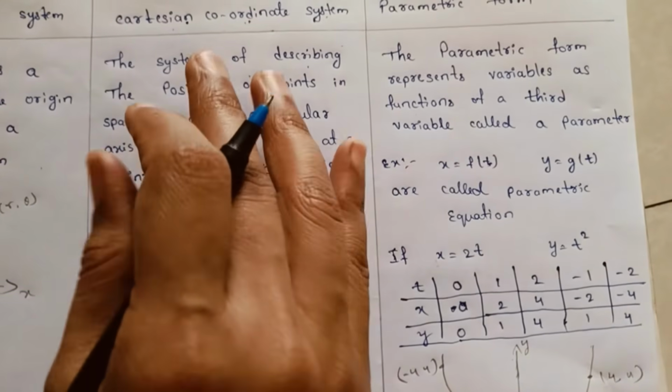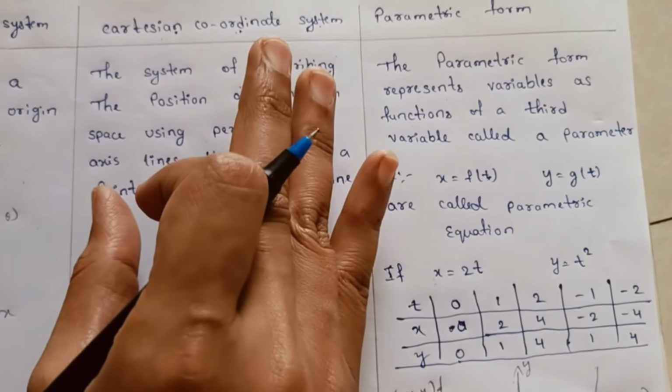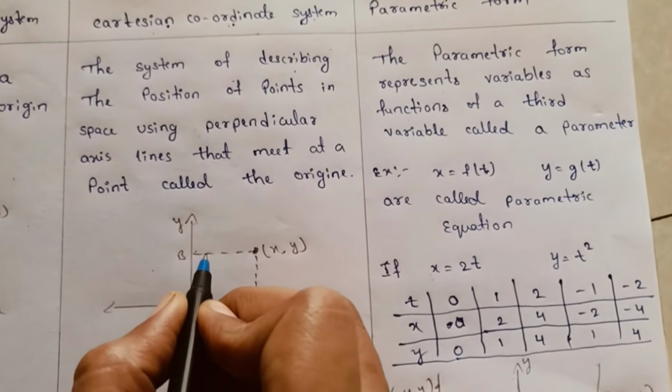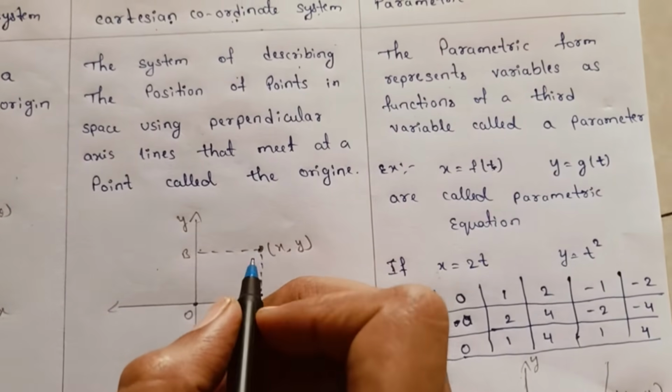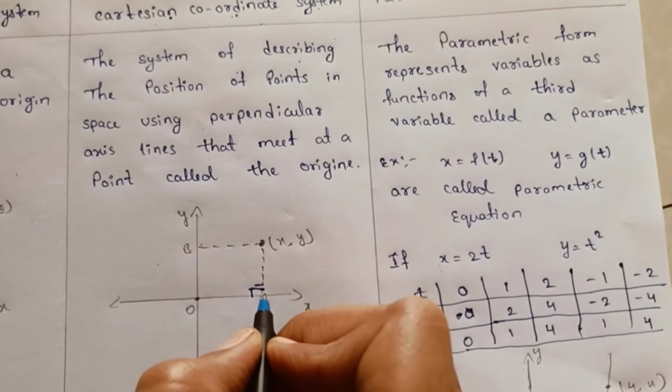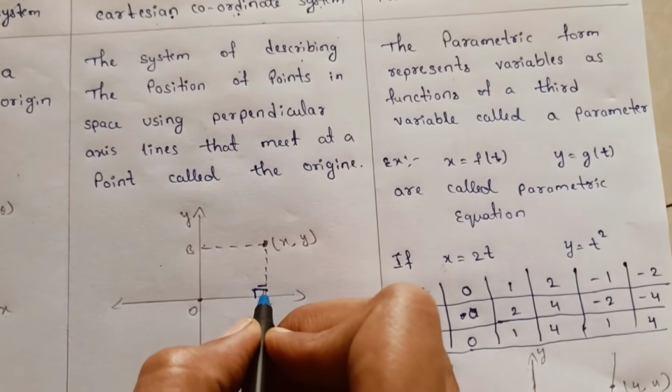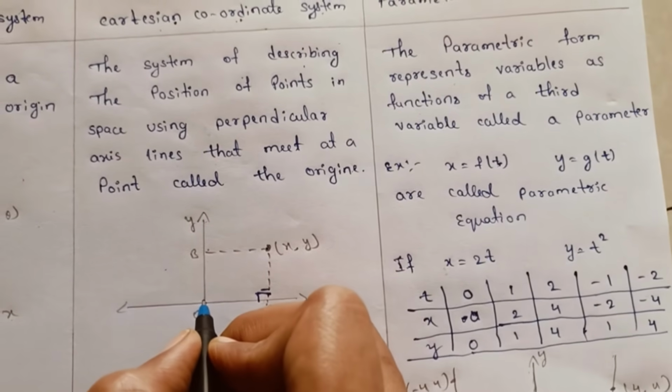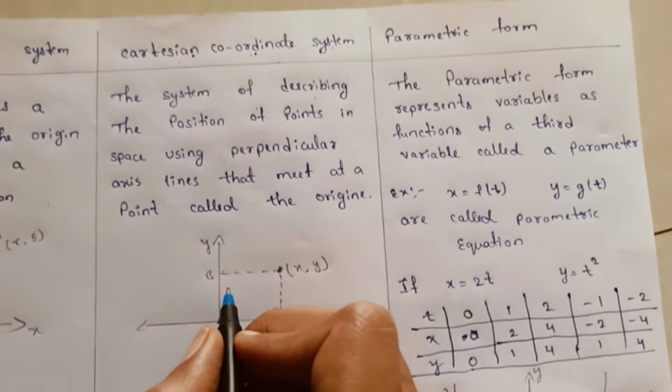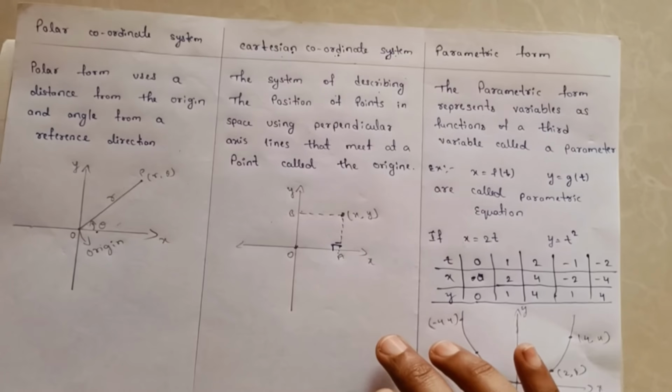Then this perpendicular angle meets at the origin. This is called the Cartesian coordinates. Cartesian coordinates means these vertical lines and horizontal lines meet at a point and form a perpendicular angle. This perpendicular angle meets at the origin point. This is the Cartesian coordinate system.